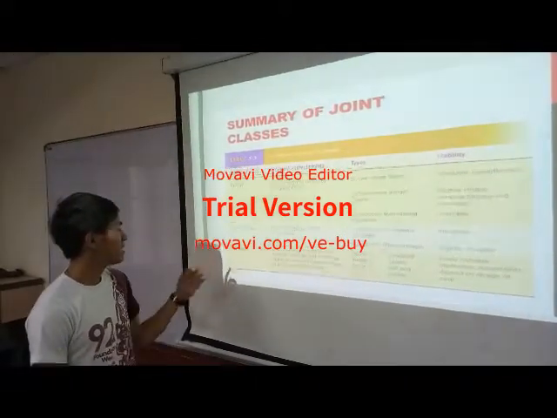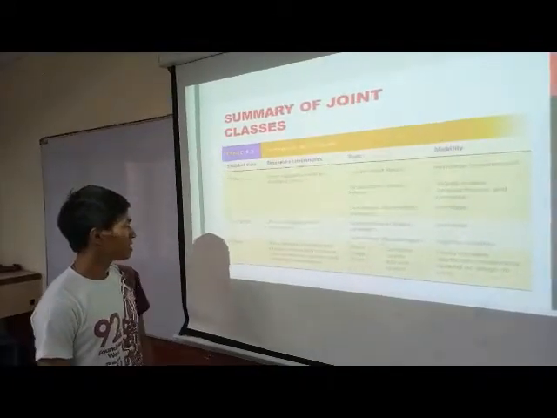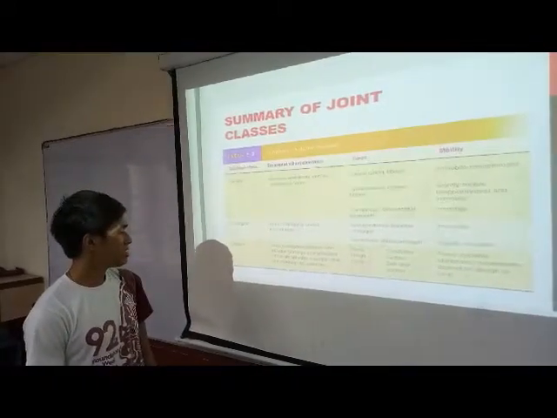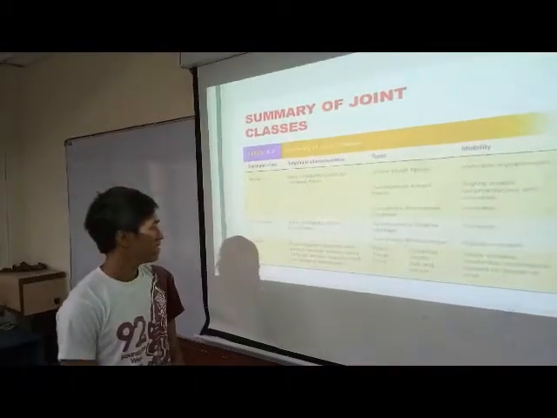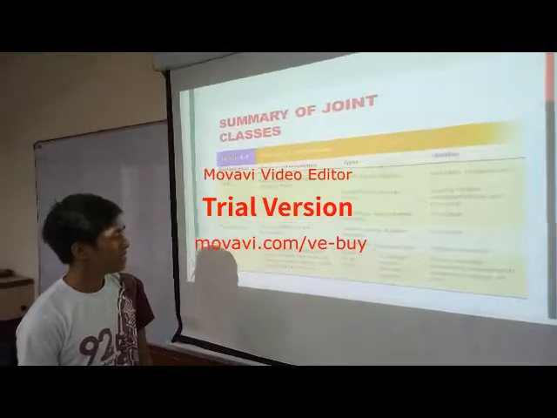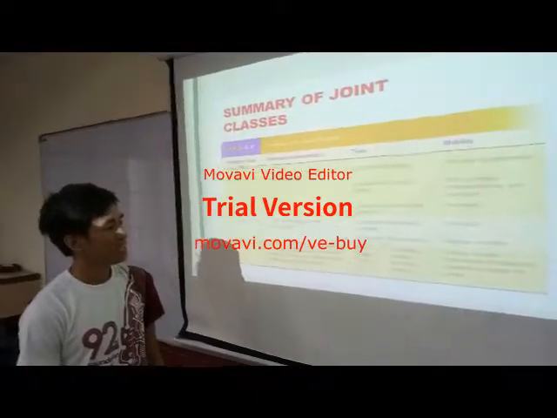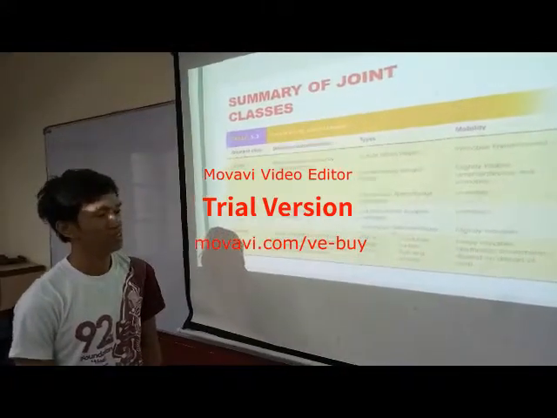Structural class of synovial is bone ends, parts covered with articular cartilage and enclosed within an articular capsule lined with synovial membrane. The types are plane, hinge, pivot, condyloid, saddle, ball and socket. Mobility, freely movable.